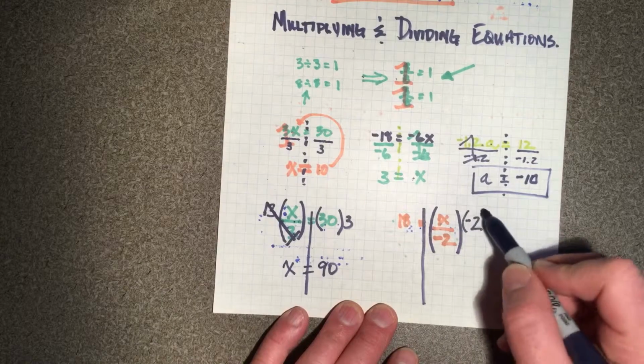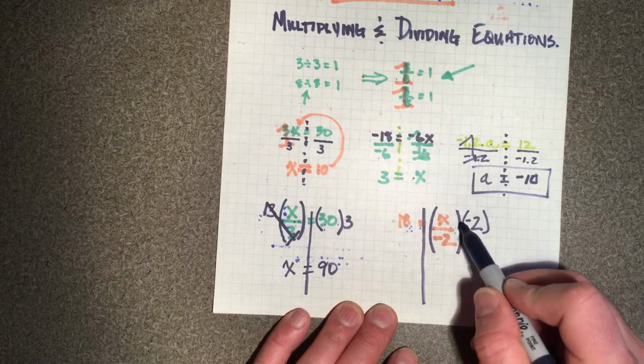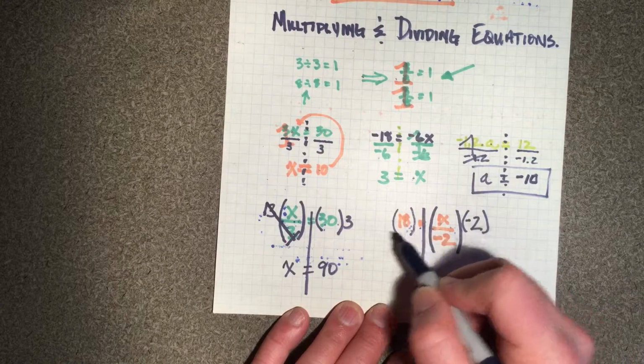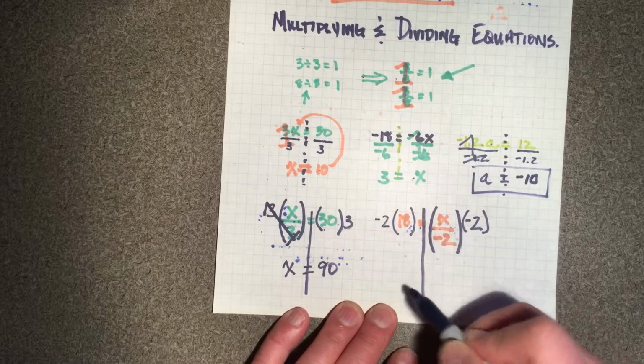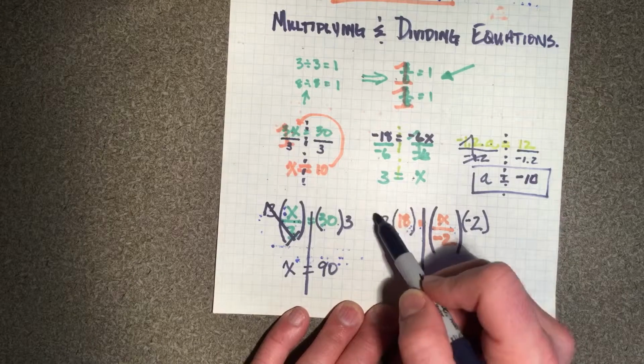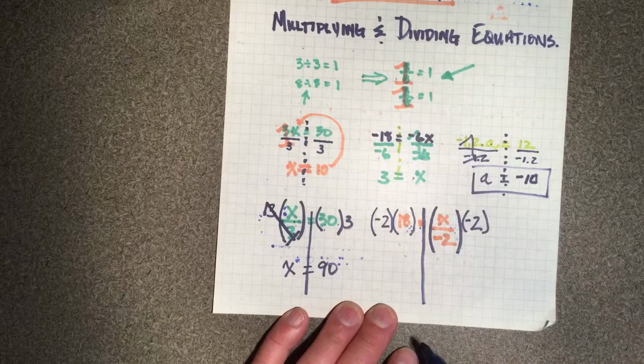And a lot of times people will wrap negative numbers in parentheses as well. So now you can see there's nothing in between these sets of parentheses. That means multiply. So I'm going to do the same thing here. I'm going to multiply this side by a negative 2 as well. And since there's nothing in between this negative 2 and that 18 except parentheses, that means multiply. I could wrap that in parentheses as well, but a lot of people don't.